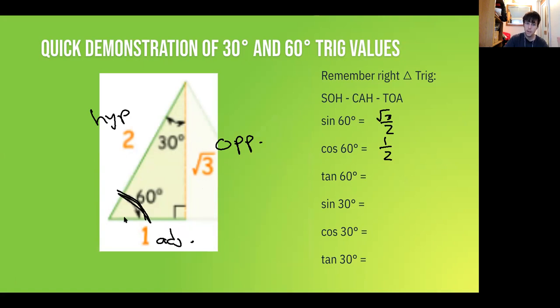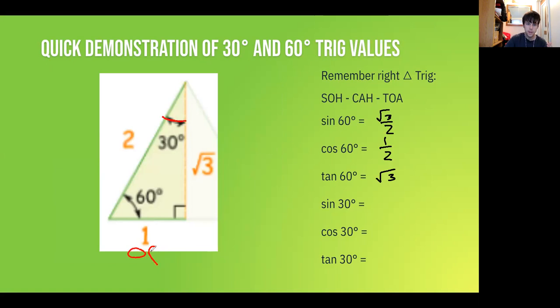The cosine of a 60-degree angle is the adjacent over the hypotenuse. Kind of go through this, right? Tangent is opposite over adjacent, √3/1. And then when we change our angle, once we're no longer talking about the 60, we have to change things up a little bit, because now we have a 30-degree angle.